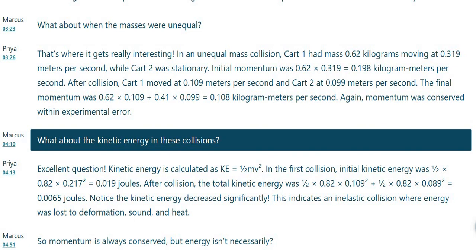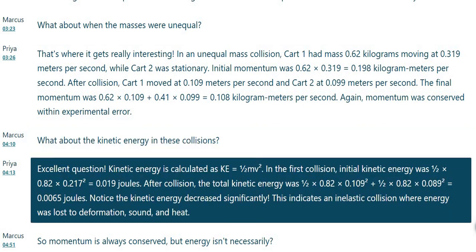What about the kinetic energy in these collisions? Excellent question. Kinetic energy is calculated as KE equals half mv squared. In the first collision, initial kinetic energy was half times 0.82 times 0.217 squared equals 0.019 joules. After collision, the total kinetic energy was half times 0.82 times 0.109 squared plus half times 0.82 times 0.089 squared equals 0.0065 joules. Notice the kinetic energy decreased significantly. This indicates an inelastic collision where energy was lost to deformation, sound, and heat.